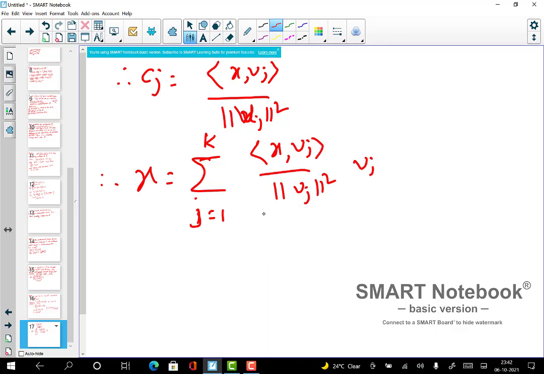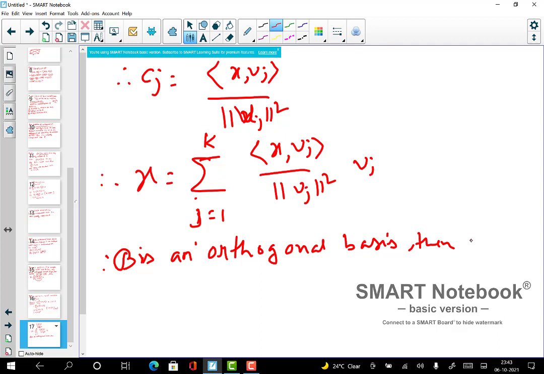So this is true for any orthogonal set. In particular, if B is a basis, an orthogonal basis, then also this identity is true.